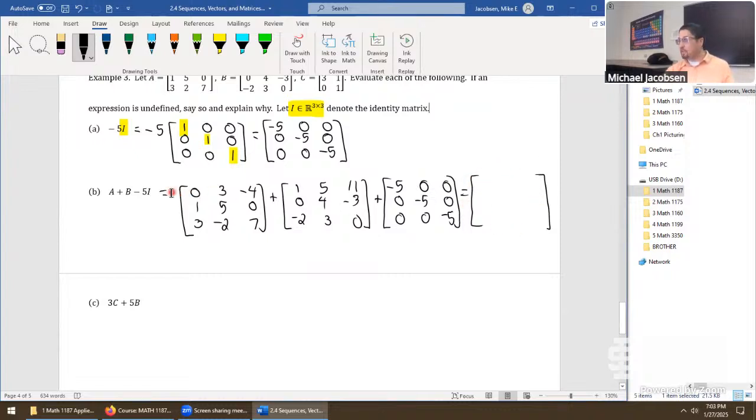All depends on you. But for the first entry, it'll be 0 plus 1 minus 5 for a -4. I'm going to go downward, so build out the first column. So now I'm at the 2, 1 entry. 1 plus 0 for a 1. Then 3 minus 2 plus 0.